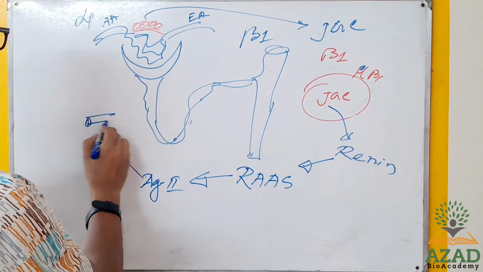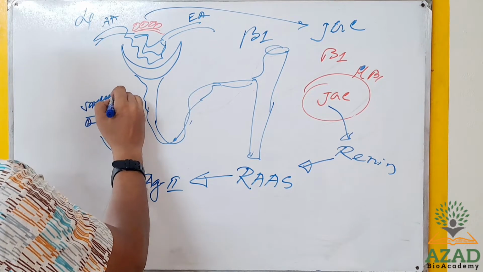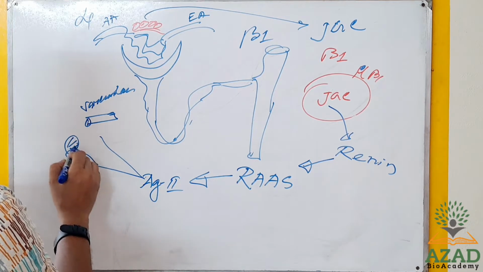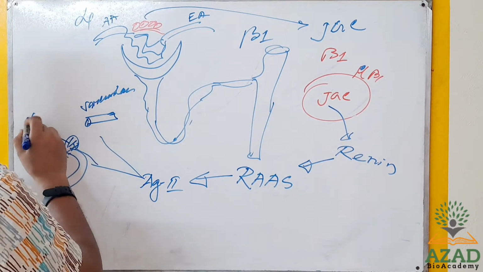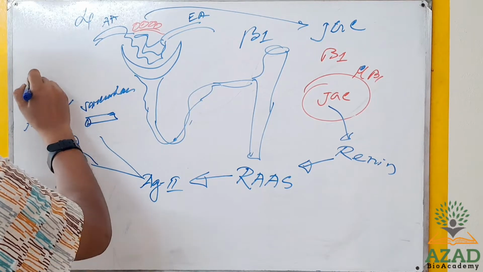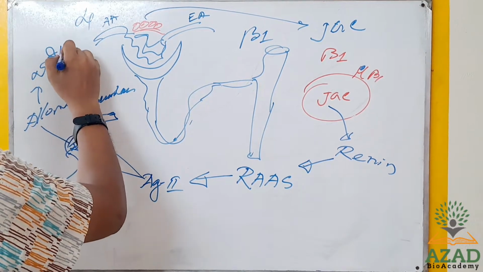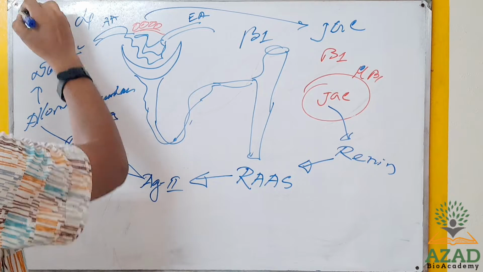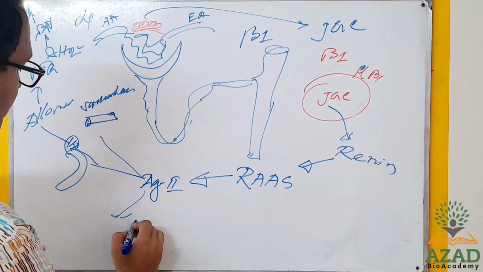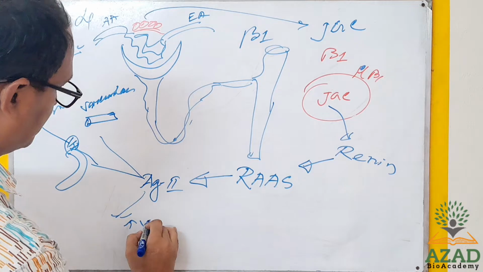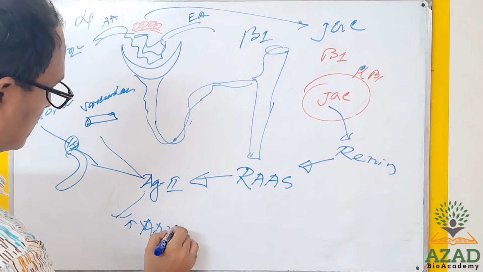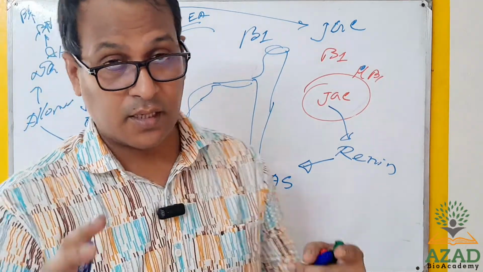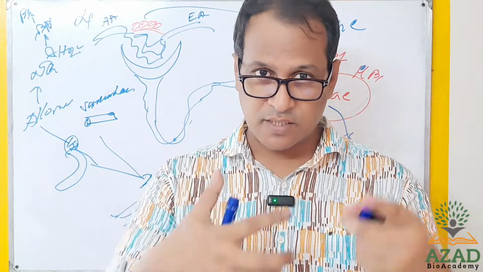It causes blood vessel vasoconstriction. It has a role in your adrenal gland to produce aldosterone, then sodium and water retention, then blood volume, then BP. It also increases the vasopressin, that means ADH hormone released from the pituitary gland. In that way it will increase the blood pressure throughout the body and maintain the blood volume.